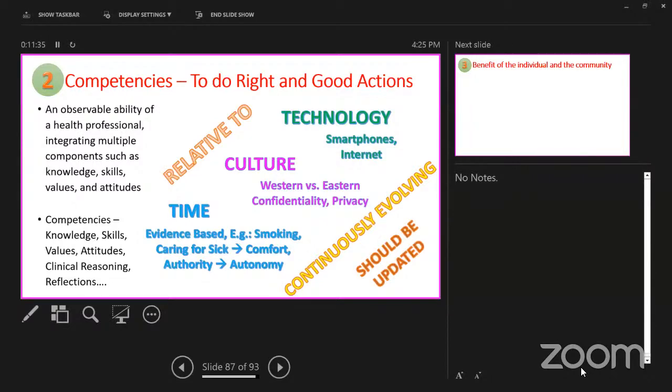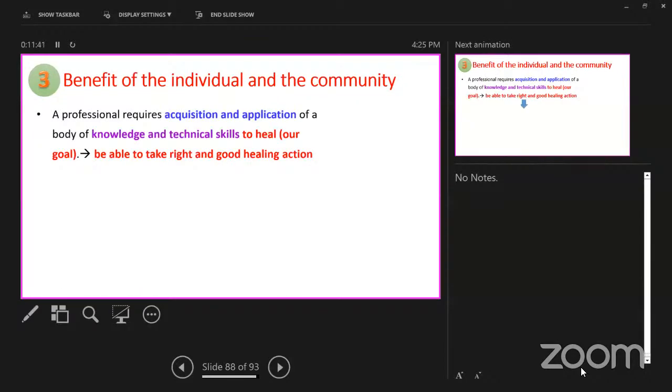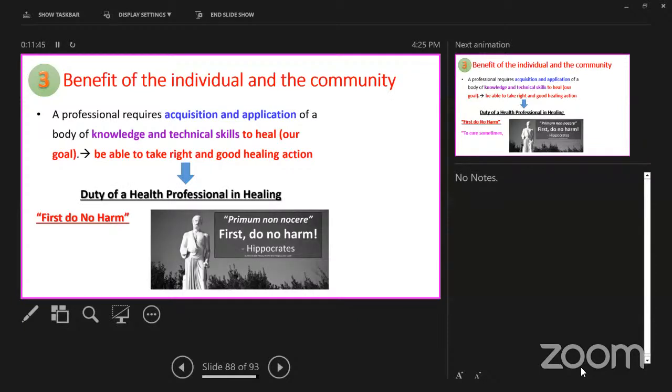Competencies are continuously evolving and should be updated, ultimately for the benefit of the community. That is another case of professionalism. The first thing, do your duty as a health professional. First, do no harm. Please don't. Patient safety, as I've told you, is the most important. You must not harm a patient coming to your care.